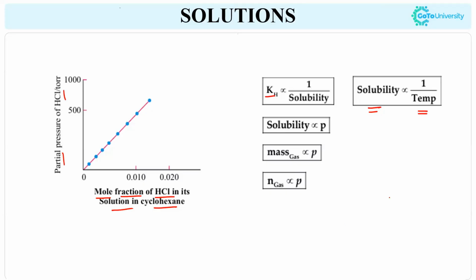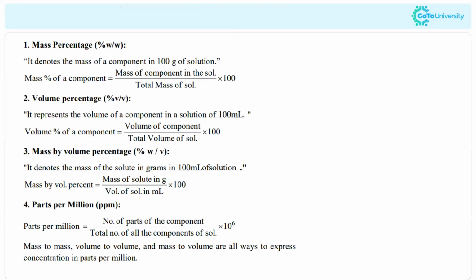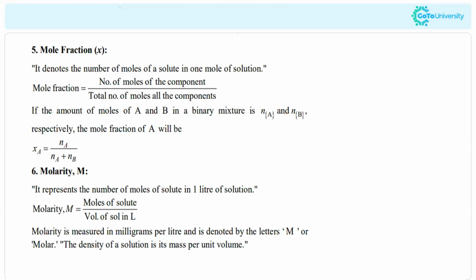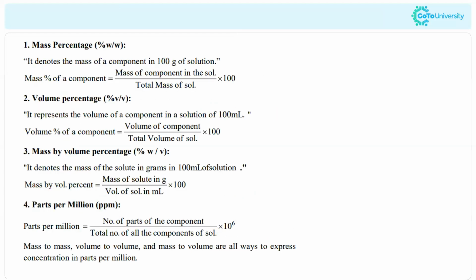Now, the next one, we have different methods to express the concentrations of the solutions, right? So we have to know all the methods, and what the expression is for different terms. In order to express the concentration, we have mass percentage, volume percentage, mass by volume percentage, parts per million, then mole fraction, molarity, normality. For all these, we have to know their equations to calculate these particular parameters, like what the different types of methods to express the concentration are. So we have to know that.